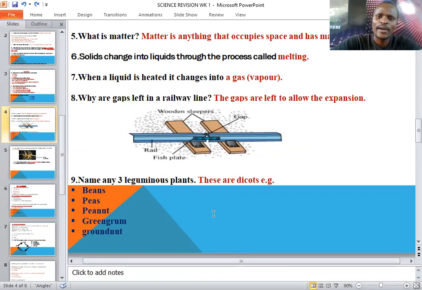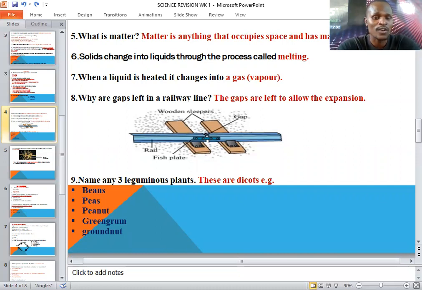Now, when the trains are moving along these rods, those rods are metallic. Therefore, we know very well that when metals are heated, they expand. The friction between the railway wheels and the rods creates some heat. Therefore, these rods expand, and when they expand, they can explode. So to avoid that explosion, some gaps are left there so that when they expand, they will still have some space to occupy.